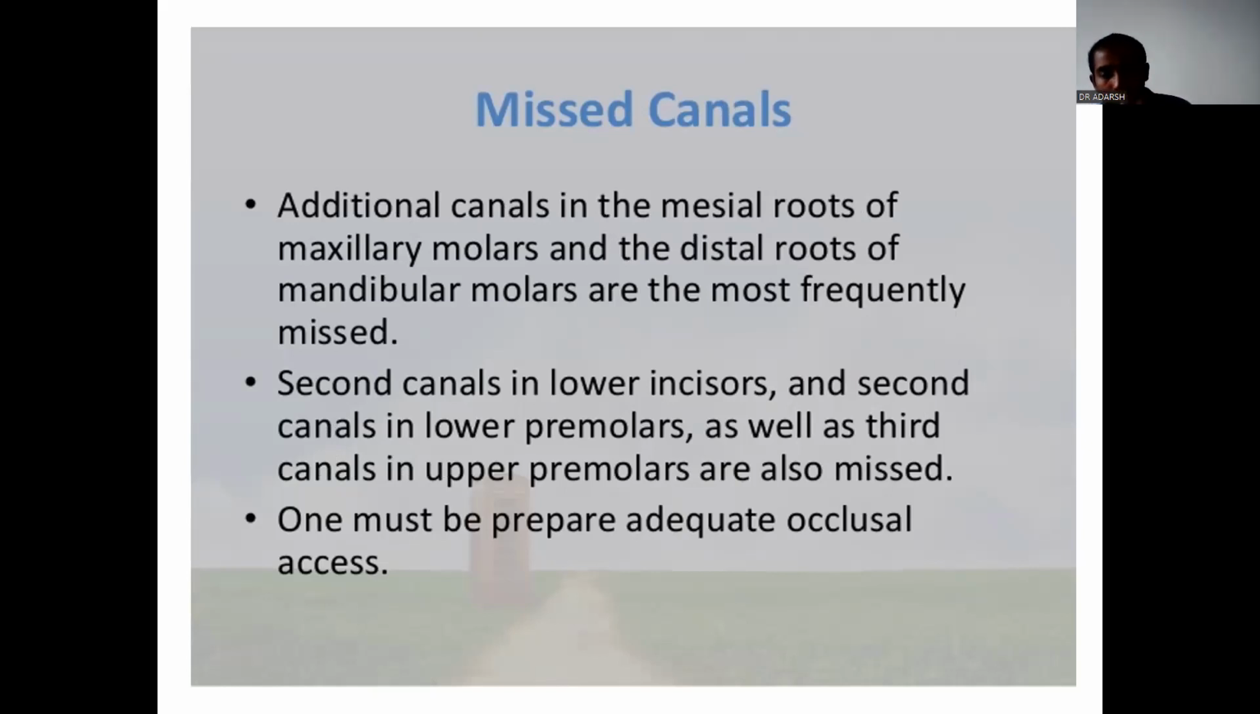Sometimes there are chances of two distal roots in the mandibular molar, so one may be in line, a little far from the mesiobuccal, or a little far from the distobuccal. The chances of missing the canal can be avoided by proper extension of the access cavity. Another common error is a second main canal in the lower incisors, second canals in the lower premolars, as well as a third canal in the upper premolar, which can also be missed. So one must always prepare adequate occlusal access to minimize such errors.